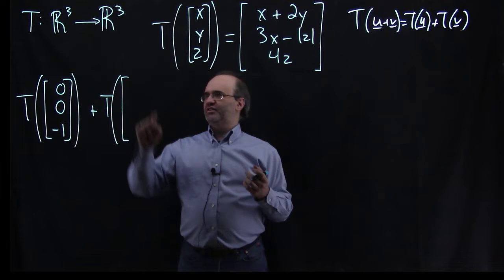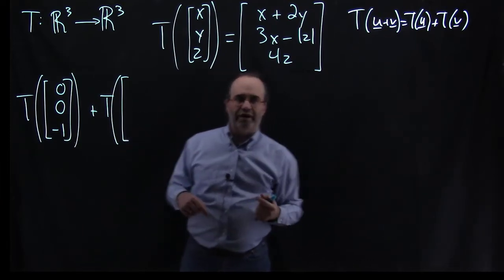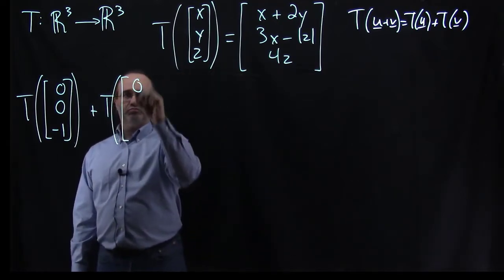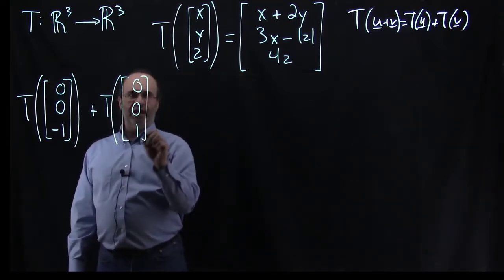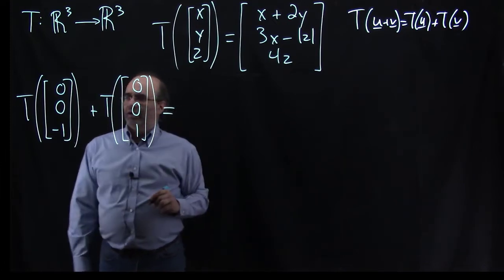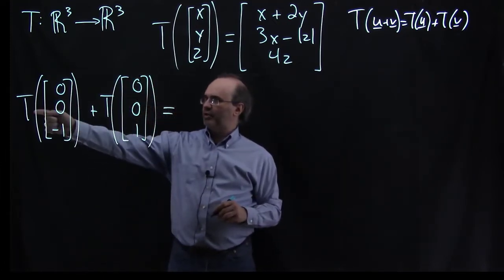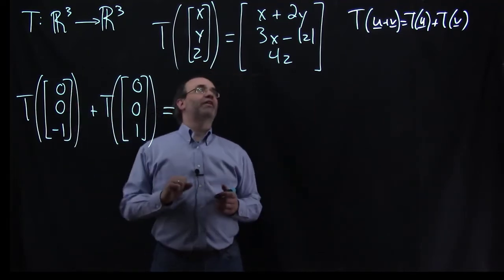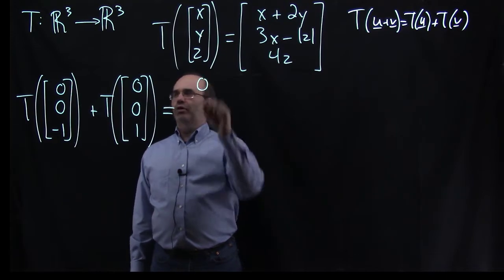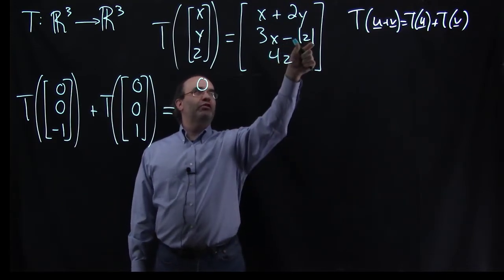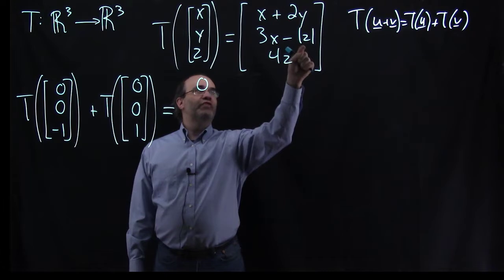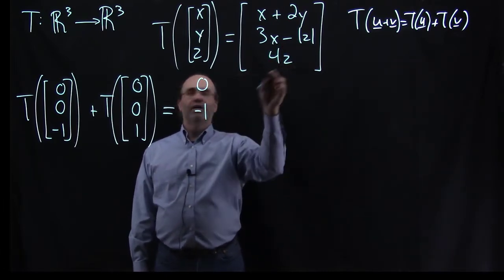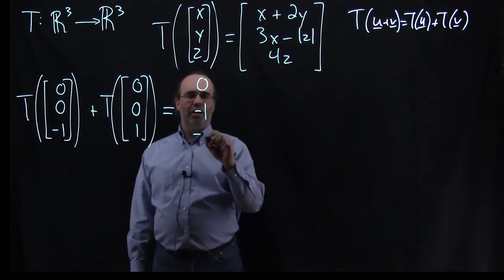Well, let's see. If v is 0, 0, 1, the sum will be the 0 vector, and T of 0 is 0. Maybe let's try this and see what happens. Here, when I write this, it means first I will apply T to both of these vectors. If I apply T to this vector, I get 0. Then here I get negative absolute value of negative 1. Absolute value of negative 1 is 1, and I'll get minus 1 here. And finally here I get minus 4.